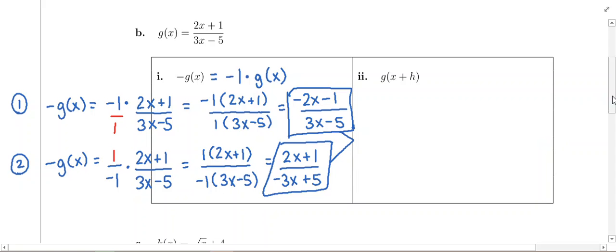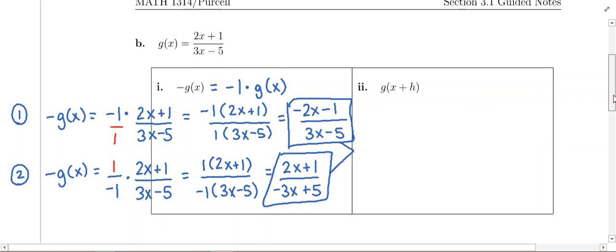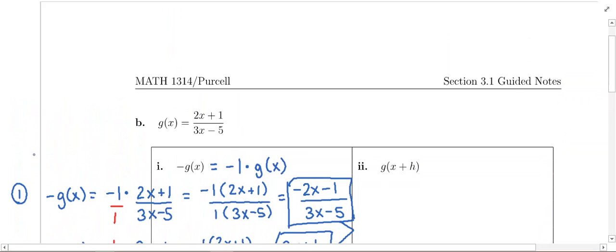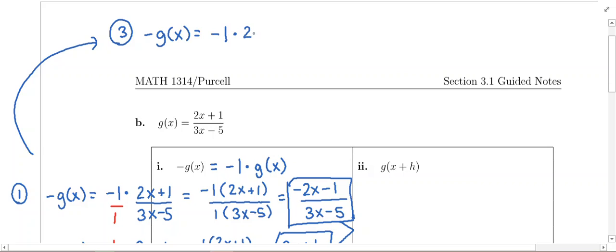And one more thing, there's actually a third way to do this. So I'm going to go up here. I'm running out of room, so I'm going to write it up here. There is a third way we could have formed negative g of x. So again, if you're taking -1 and multiplying it by the original function 2x plus 1 over 3x minus 5, the last way that you could do this, and this is the easiest, is you take the original function, the fraction 2x plus 1 over 3x minus 5, and all you do is stick the negative sign out front. Because remember, if you're multiplying by -1, it's the same thing as just having a negative sign out front.